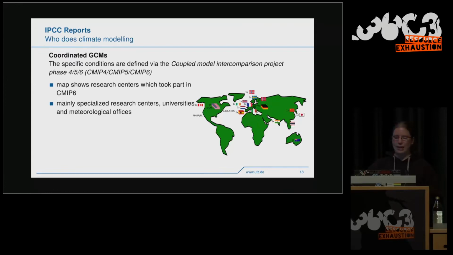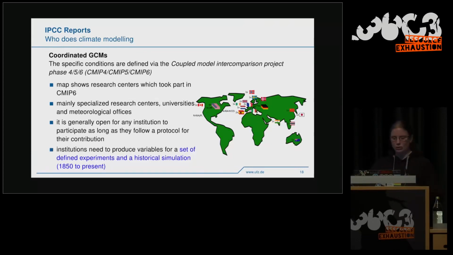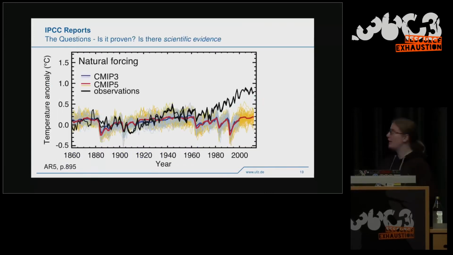These research centers are mainly specialized research centers, universities and meteorological offices. But in general, it's open for any institution to participate as long as they follow a protocol for their contribution, where there are some rules, so you cannot just do anything. These institutions need to produce variables for a set of defined experiments and a historical simulation from 1850 to present. This blue part is a link, so if you go to my slides afterwards, you can see these variables you need to reproduce. And then you can do something like this.